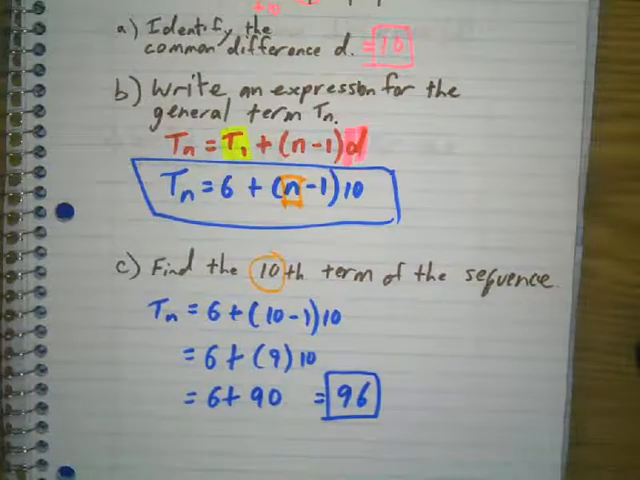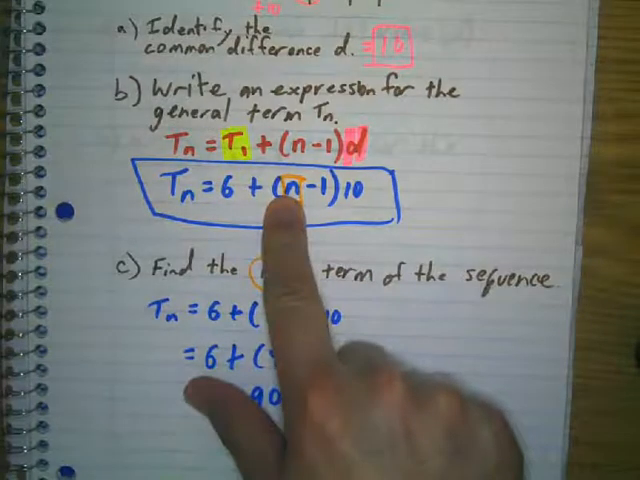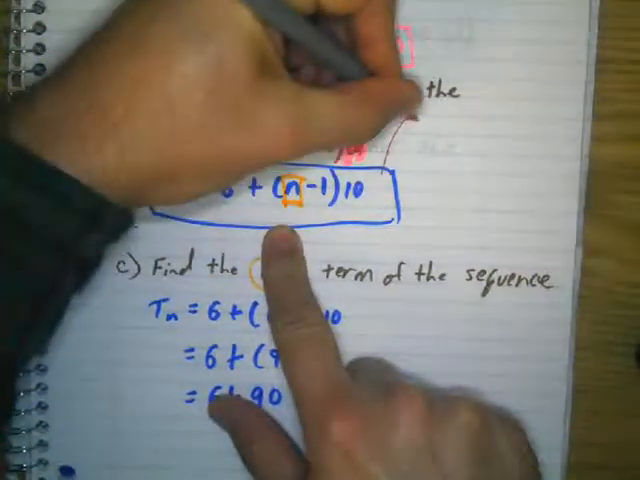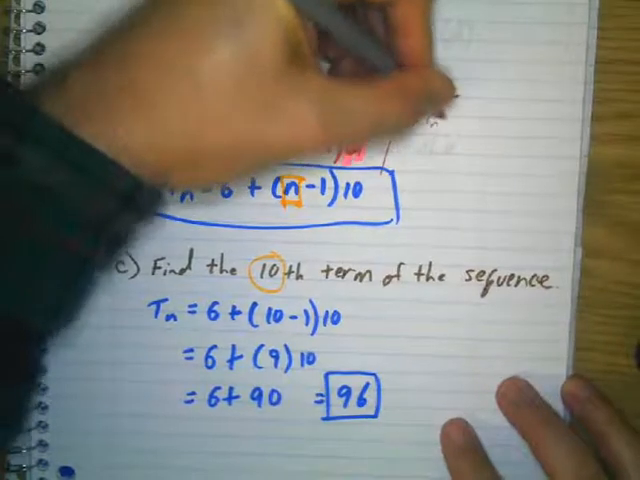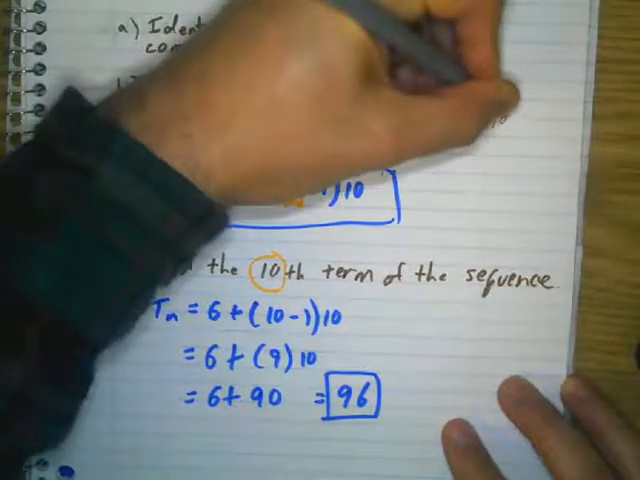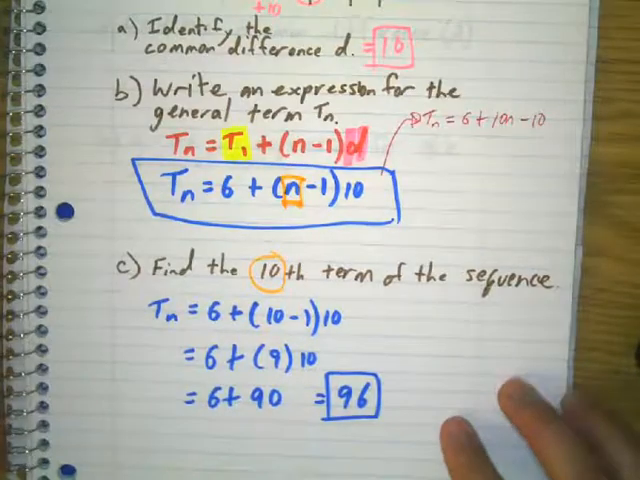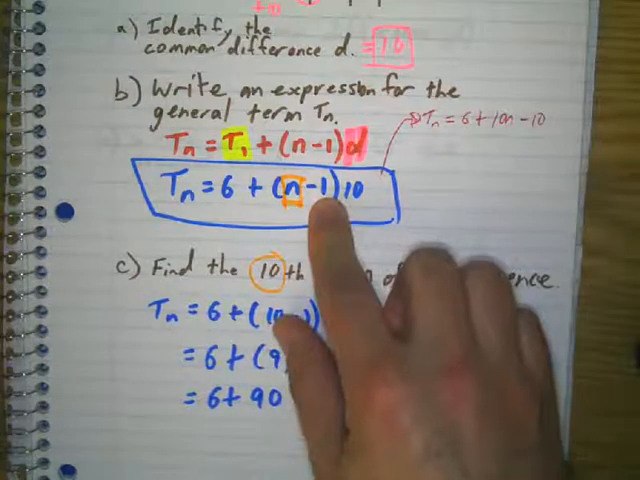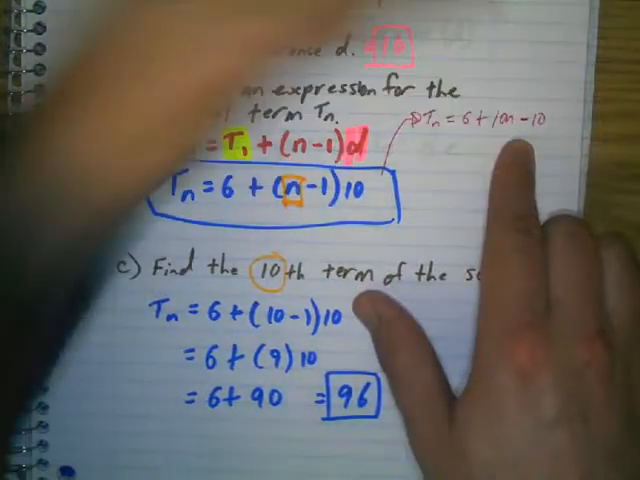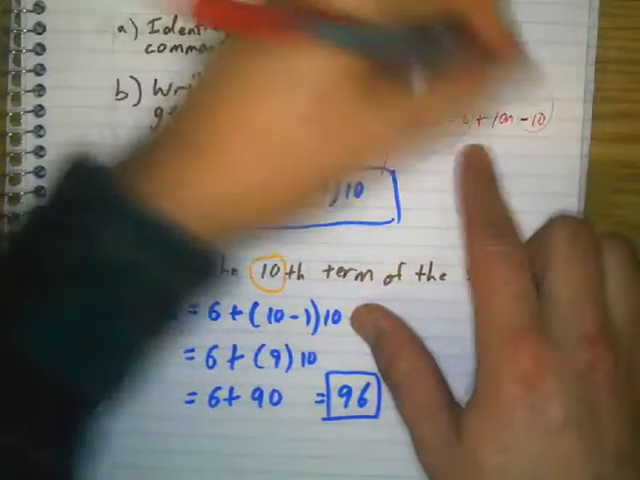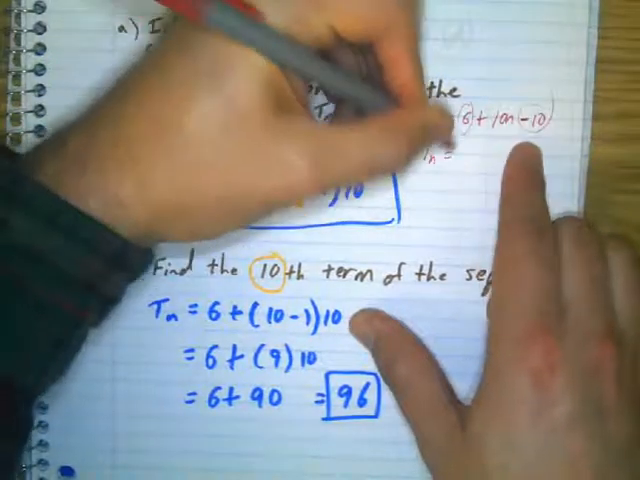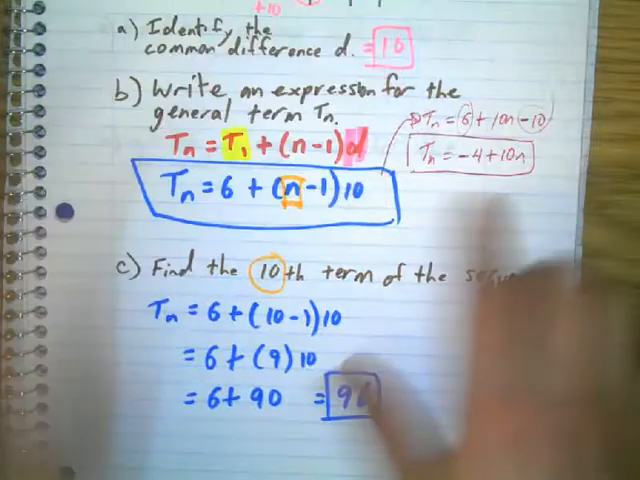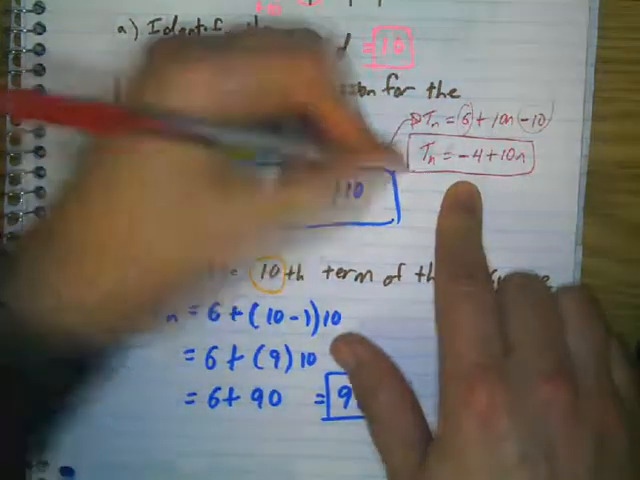Okay. I forgot, they might ask you to do this a little differently. They might want you to do distributive property with the 10. They might want you to say T sub n equals 6 plus 10n minus 10. What I did was I did distributive property. 10 times n gives me 10n, 10 times negative 1 gives me minus 10, and then I can combine 6 and negative 10, which would give me negative 4 plus 10n. I don't remember if they want the answer like this or like this. You'll find out when you do the math space assignment.